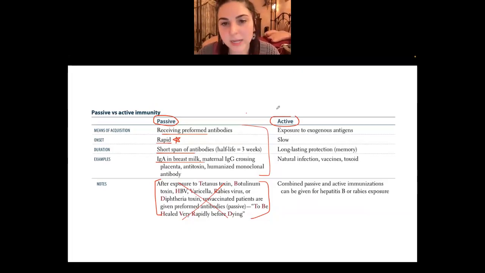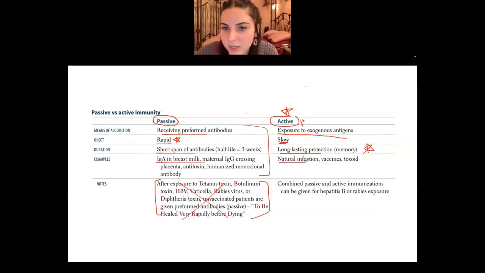Versus active immunity, think of active immunity as an infection. If you get infected with something, this is your primary response. That whole process of making B cells, making antibodies, making T cells, etc., is very slow. It takes a very long time. The means of acquisition is just being exposed to a foreign antigen. But at least you get long-lasting protection because you get memory. If you're just getting antibodies, you're not making memory. They come in, do what they need to do, and then eventually wane.